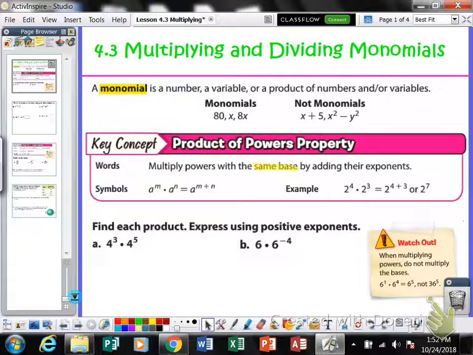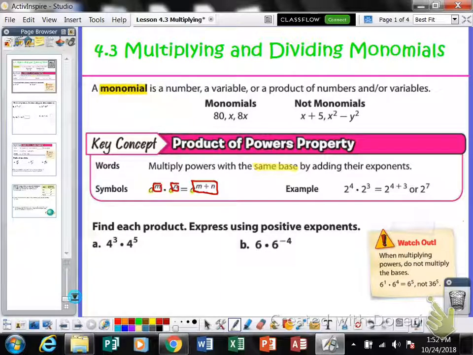We add the exponents. So for example, let's look at this. A and A are the same base, so the base A stays the same. Then look what we do. We take the exponents m and n, and we add them together to get our final answer. So find each product. Express using positives.